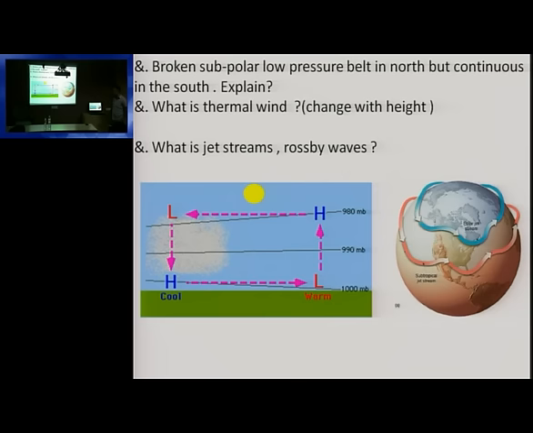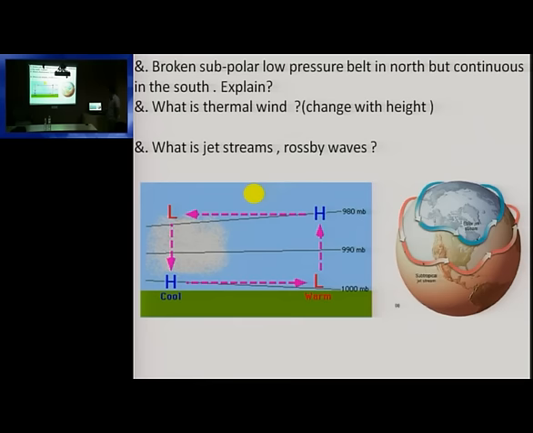Now, look at this diagram. This is the equatorial region, this is the polar region. Previously we have discussed the temperature, but now the pressure belt. We know pressure decreases as we go up in the vertical plane. The pressure will be maximum at the surface, and will gradually decrease as we go up.